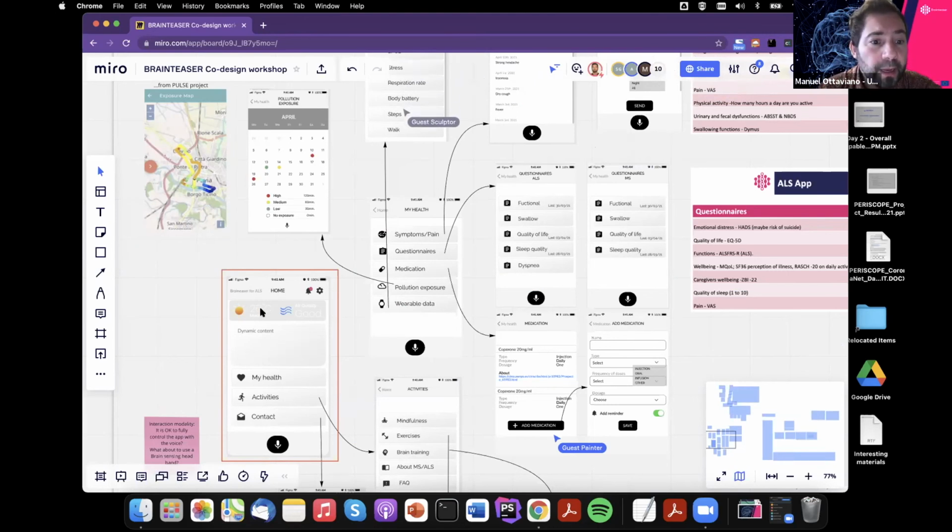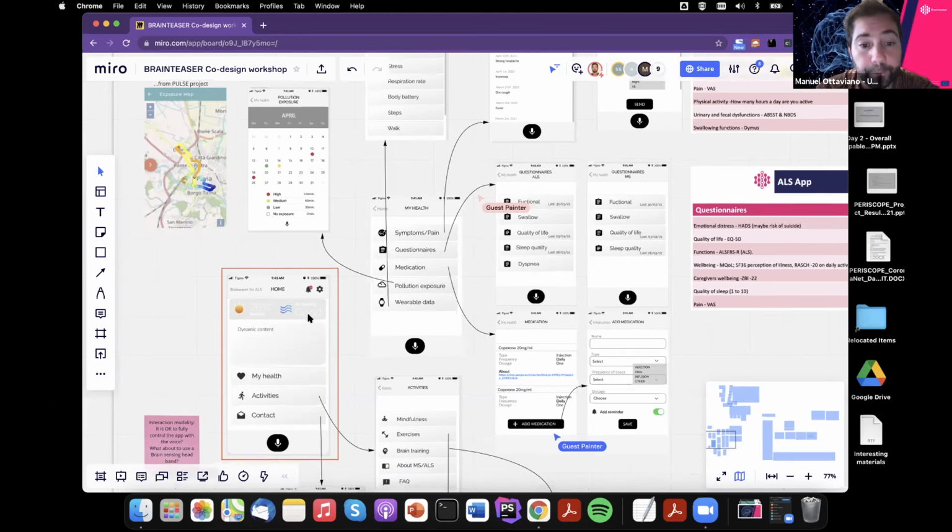Coming back to the home page, we have this section that is dynamic content. It will be the more interactive part of the app, in which the app will suggest what to do. Please fill a questionnaire, or we recommend, for instance, an activity. So this is the dynamic content part, like an animated part, which will be interactive. So the user will be able to go to a specific session or just follow the suggestion of the app itself.